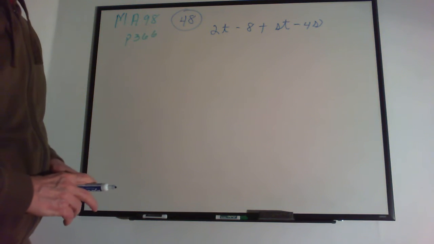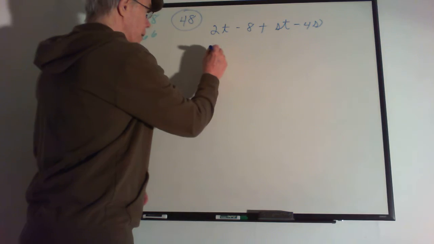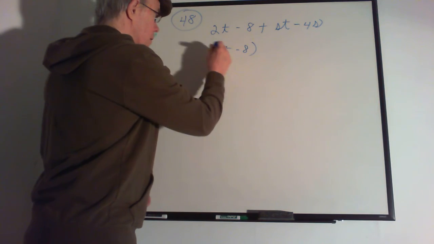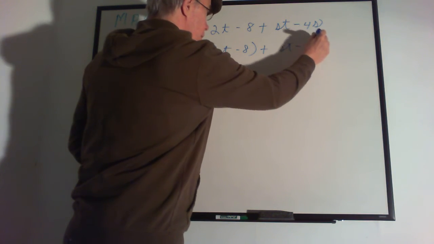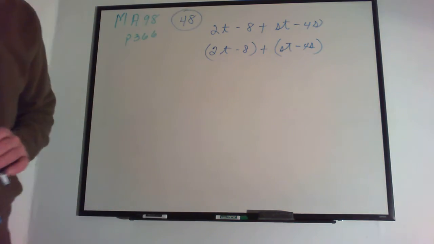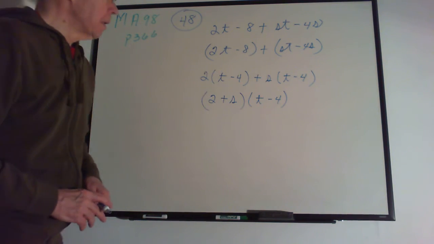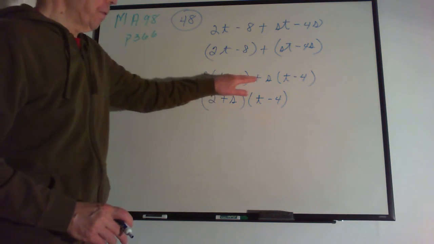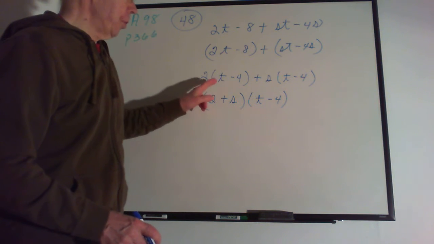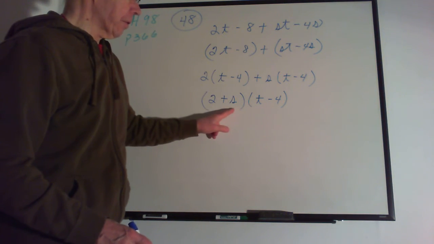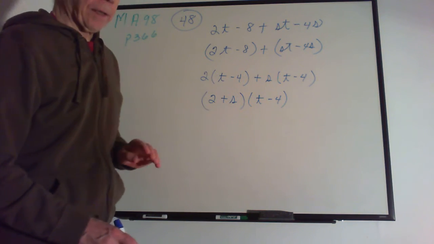All right, this is problem 48. You want to group the first two terms together. So it's 2t minus 8 plus st minus 4s. Now factor each one of those. Pause the video. When I factored, I got 2 times (t minus 4) and s times (t minus 4). It's a common factor. So (2 plus s) is the other factor times (t minus 4) should be your answer. Doesn't matter whether this is first or that's second.